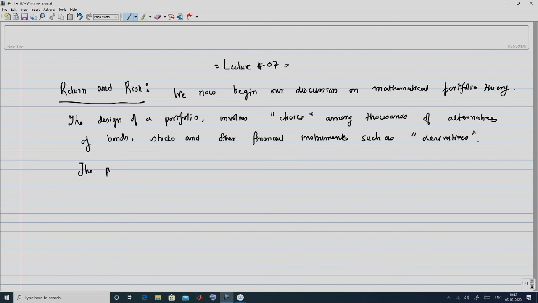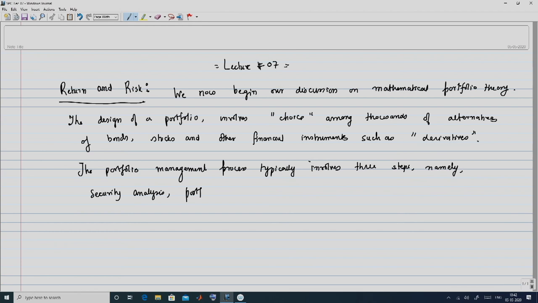Now, the portfolio management process typically involves three steps, and I will briefly describe these three steps. So, these three steps are security analysis, portfolio analysis, and portfolio selection. So, let us go through this one by one. So, the first one is the security analysis.